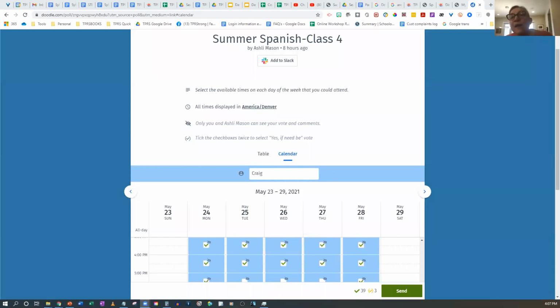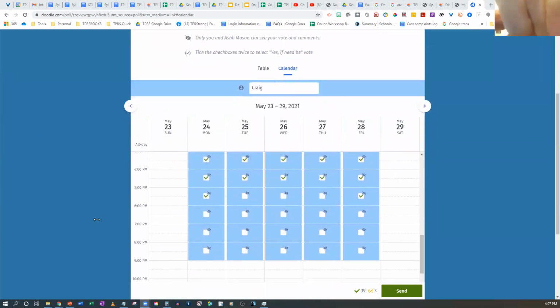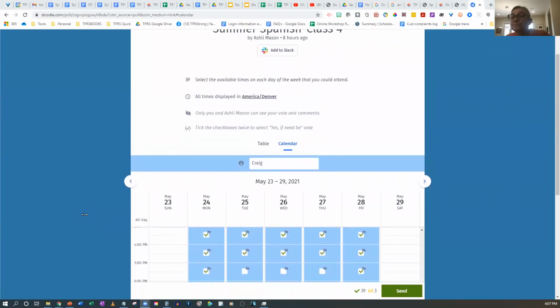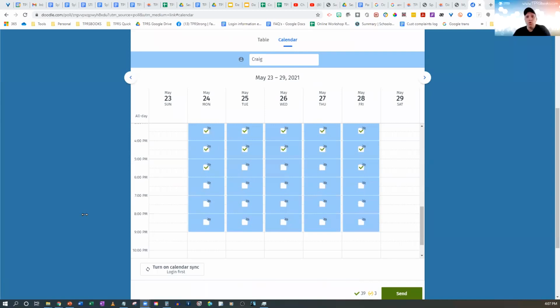You were saying that the times would appear in our time zone, but above it, it says all the times are in Denver Mountain Time. Mine showed Chicago when I opened it. When you go in, it'll read what time zone you're in on your computer, so it'll be fine. Okay, great. Thanks.